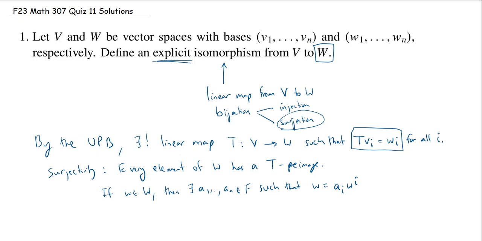So can I see w as being in the image of T? That is, does it have a preimage? Well, it's actually pretty easy to see. If I apply T to the element given by taking the same linear combination, only using the v's instead of the w's, this is equal to, well, T is a linear map, so I can pull out the a's. And we know what T of v_i is. It's simply w_i. So this is a^i w_i, which is equal to w. And there we go, we're done. We've shown that this arbitrary element of the codomain has a preimage.